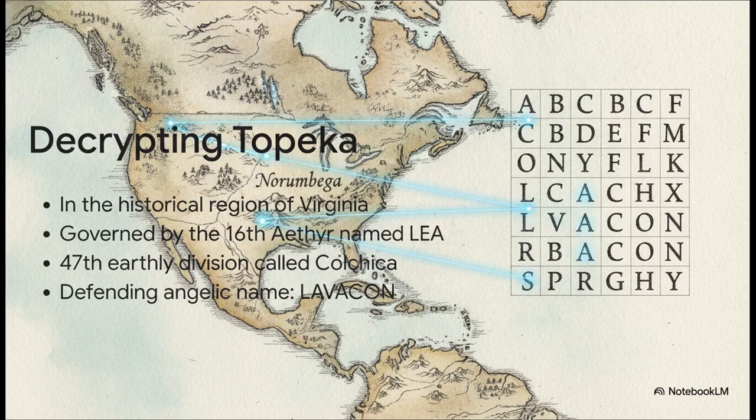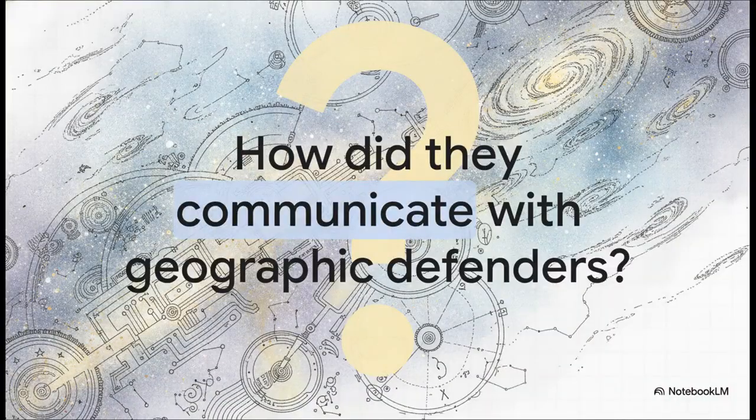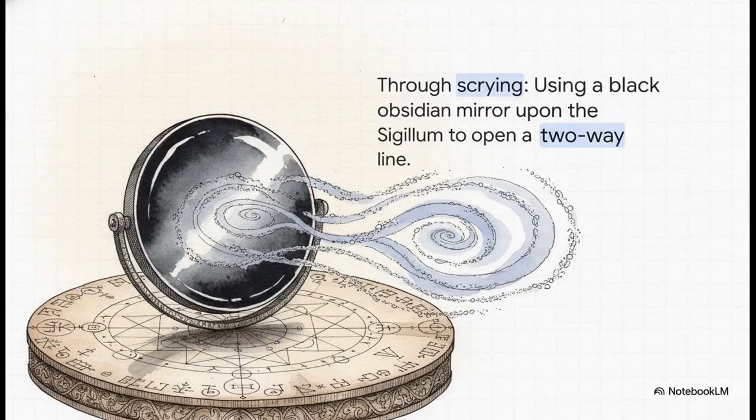I mean, it is absolutely wild to think that this intricate 16th century occult grid spits out a highly specific guardian for modern-day Kansas. But this begs a really fascinating question. Once Dee and Kelly mapped all this out and decrypted these specific names, how did they actually communicate with them? What was their user interface? The answer is a practice called scrying.